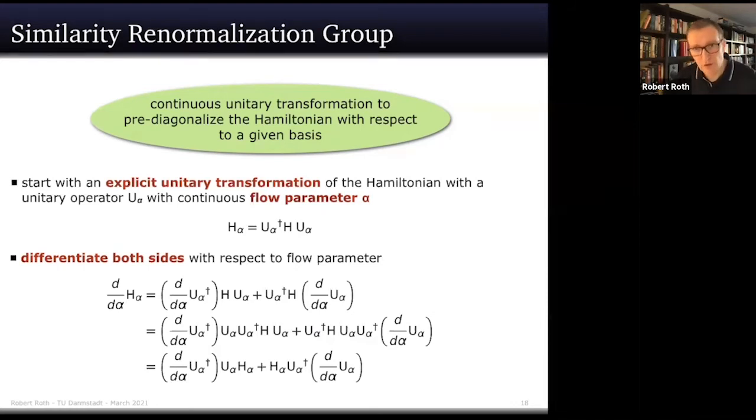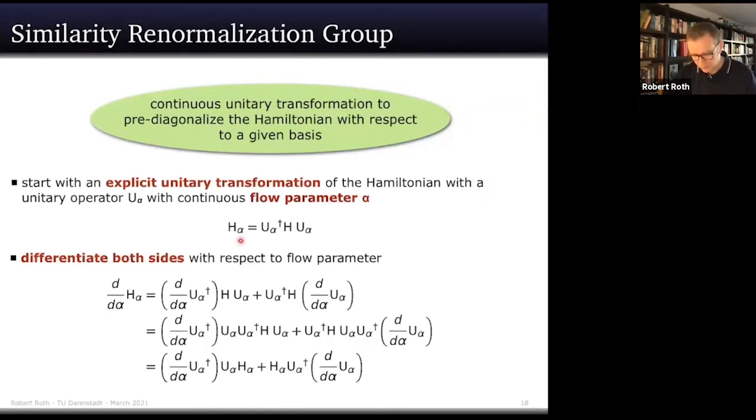And you can increase this parameter alpha. As we discussed a minute ago, you can write down the transformed Hamiltonian then with this U dagger H U. And it now has this extra alpha, so this transformed Hamiltonian is alpha dependent itself. This is just a formal statement. I've not told you anything about the specific form of the U yet, and I don't want to, because I just now use this additional parameter alpha, which we call flow parameter in the slang of a renormalization group.